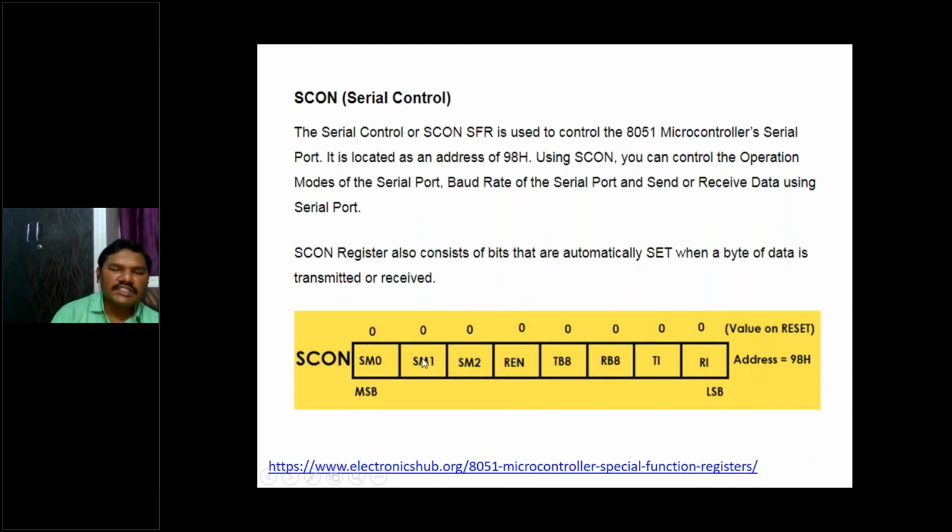Here you can see that serial communication has modes. SM0, SM1 and SM2 are called mode bits. SM stands for serial mode, and SCON stands for serial communication control. 0 means the first bit, 1 means the second bit, 2 means the third bit. So 2 power 3 means 8 different modes, but 8051 supports only 4 modes. That's why these two bits will always be programmed as either 00, 01, 10 or 11.